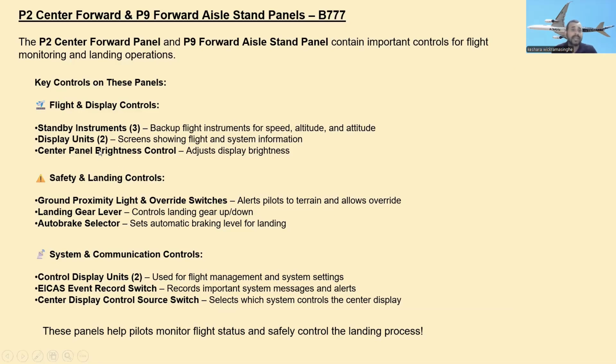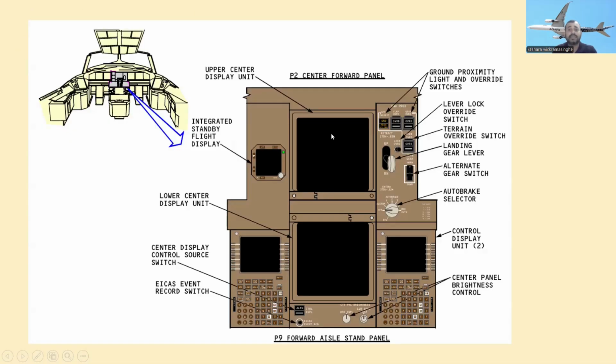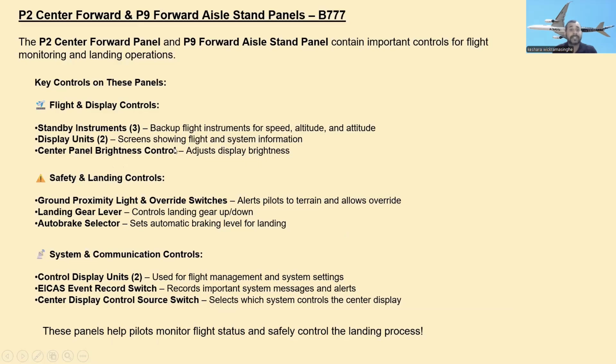The next one, display units. They have two display units, screens showing flight and system information. And the center panel brightness control is to adjust display brightness.